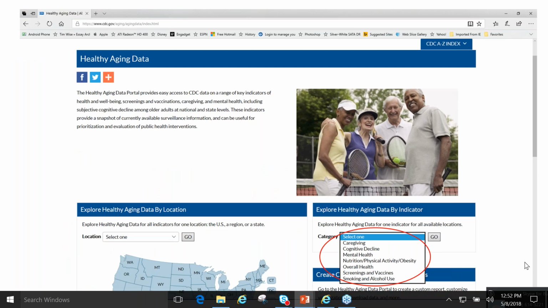Okay, now that we're back at the Healthy Aging homepage, I want to walk you through how to access first the Explore Healthy Aging Data by Indicator module. Clicking on the drop-down menu bar will give you the list of categories in the data set. Then a click on the Go button will take you to the actual module. Next slide, please.